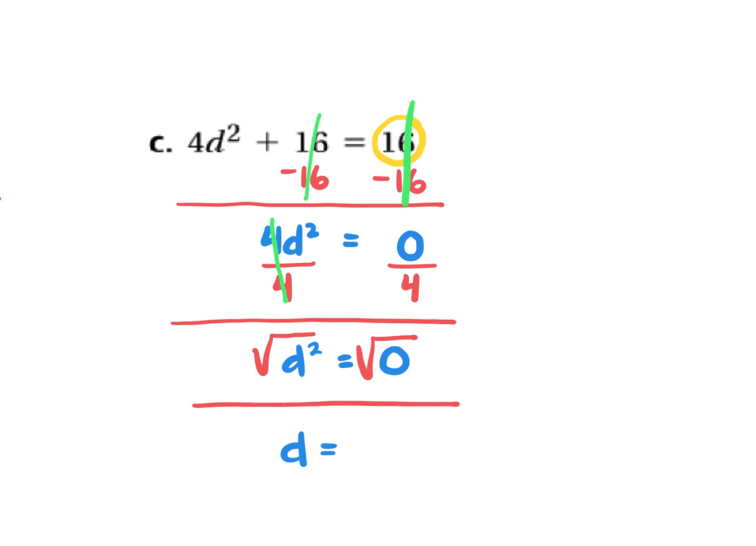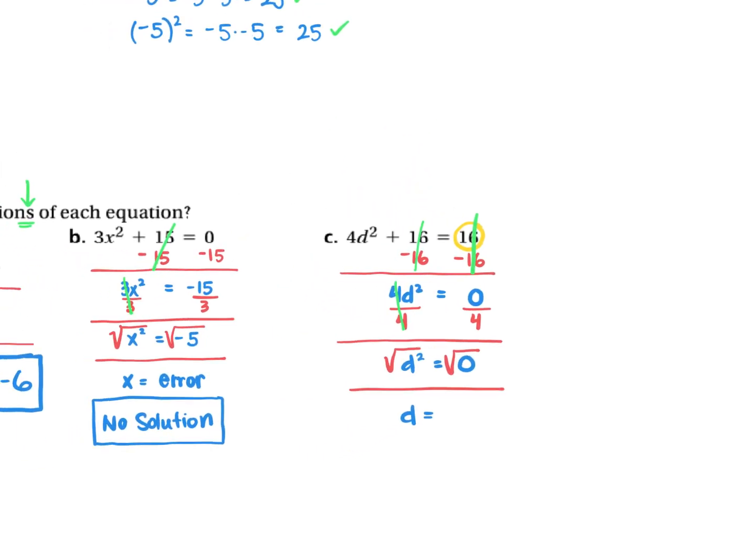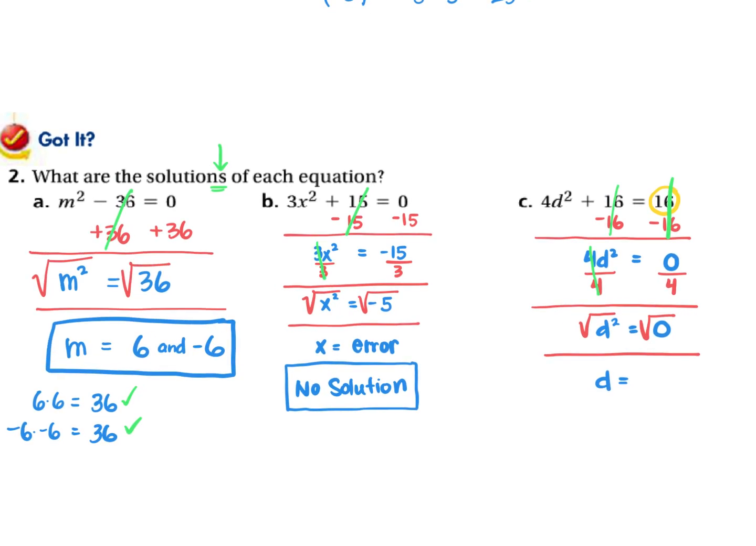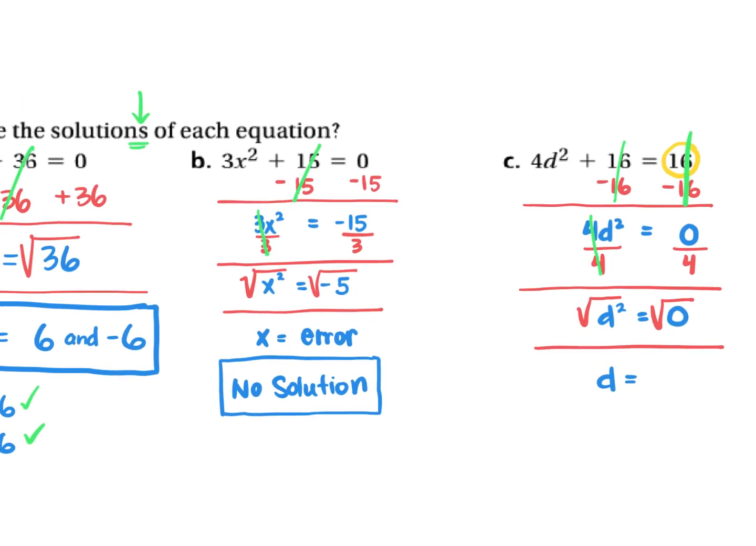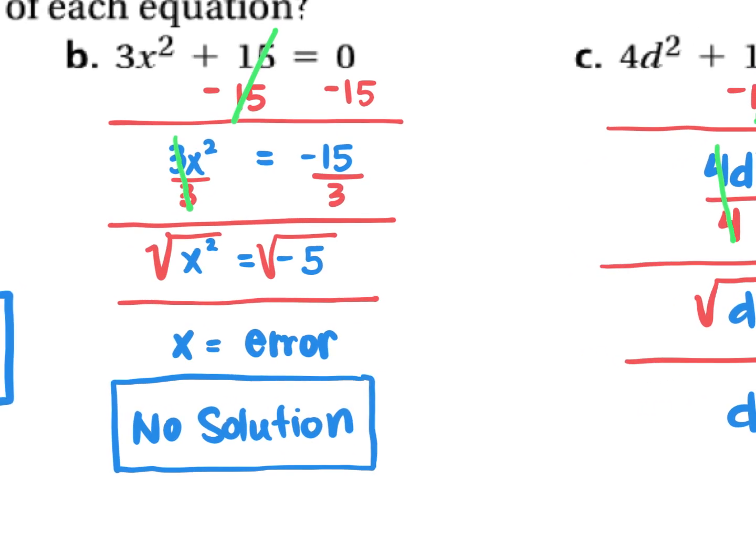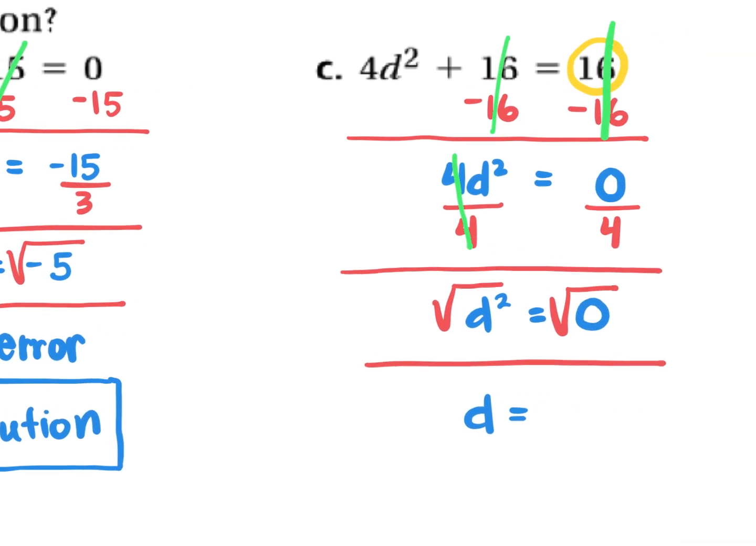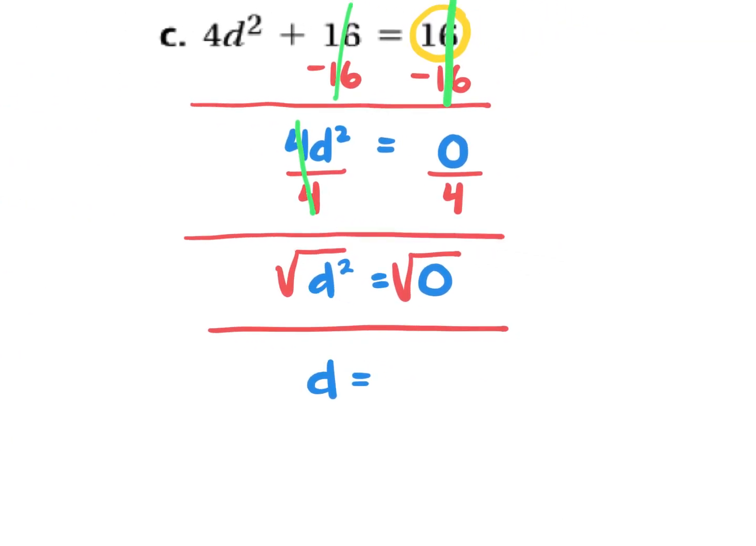And then what happens when I square root 0? Well, we've seen a couple different situations. We've seen what happens when we square root 36. That turned into two numbers, 6 and negative 6. We saw what happened when we took the square root of a negative number. That wasn't possible.